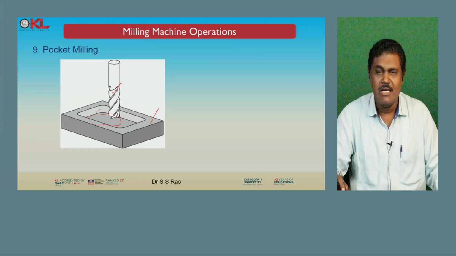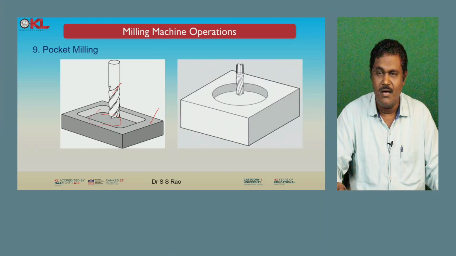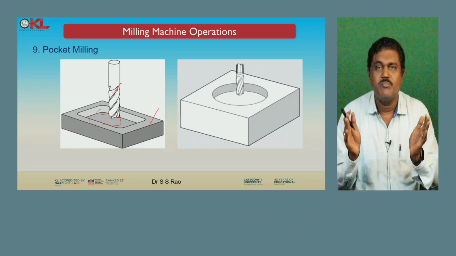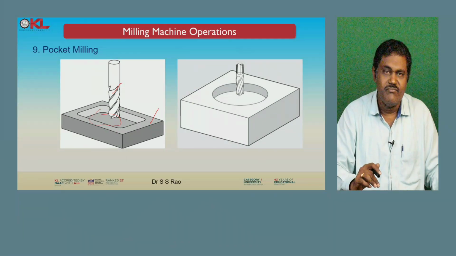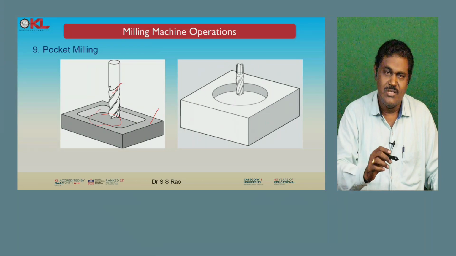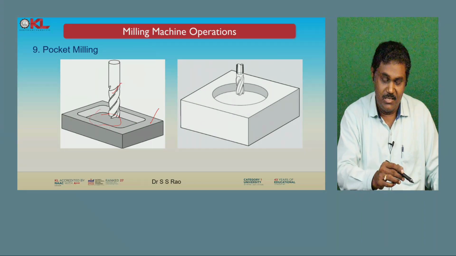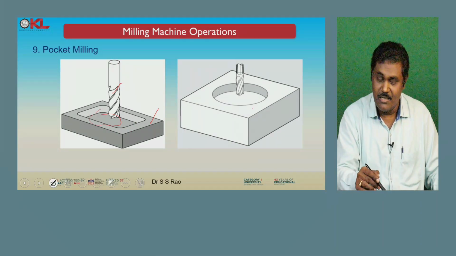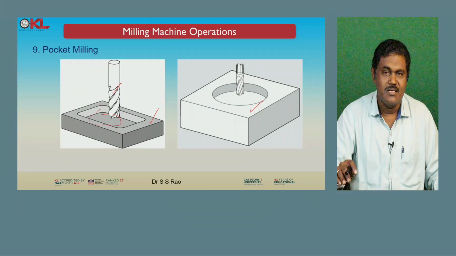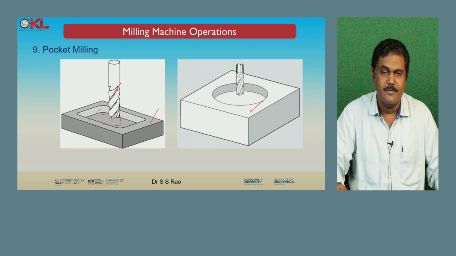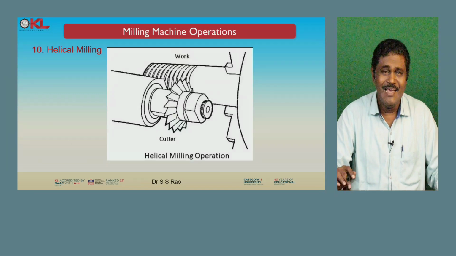It may be rectangular, or circular, or oval in shape. Whatever the shape of pocket is required, in that shape you are going to perform the milling. So that is known as pocket milling. Now you can see here how the rectangular and circular pocket milling operations can be performed, visualized in this slide.